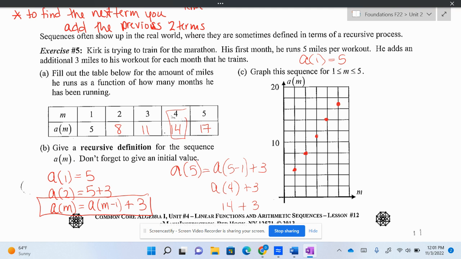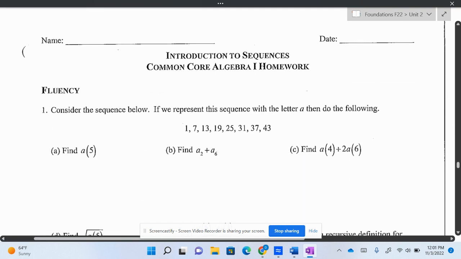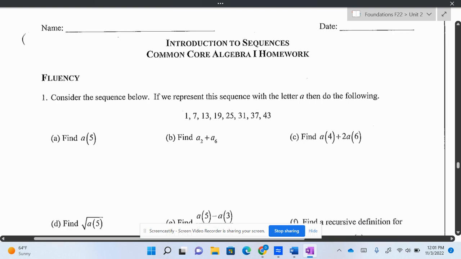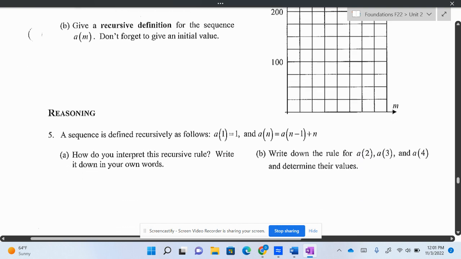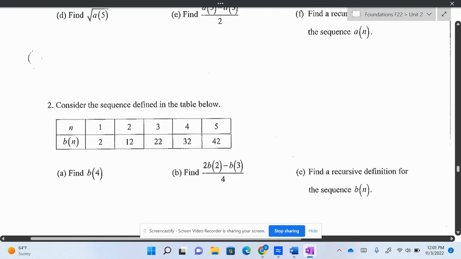Okay, ma'am? Yes, you may. Okay, so for your homework, you can't start the homework because I'm going to give you your quiz. But your homework is this next page, front and back, pages 12 and 13. Pages 12 and 13, okay?